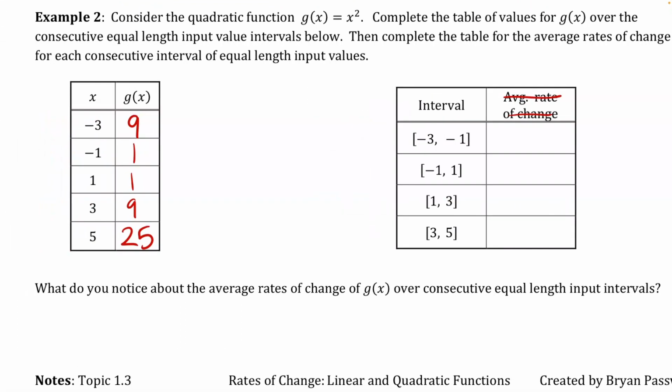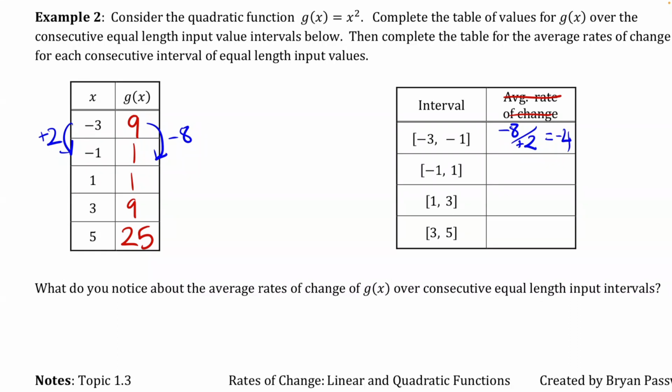So let's try it. Between -3 and -1, what was our change in y? We went down 8, from here to here. So the top of the fraction is -8. And what was the change in x? Did we add or subtract? We added 2. So -8 over +2 is -4. Pretty good.